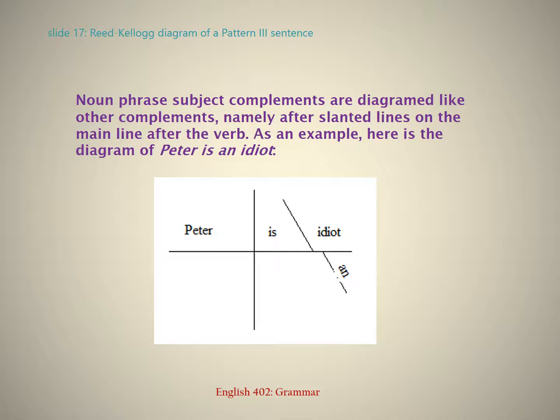Noun phrase subject complements are diagrammed like other complements, namely after slanted lines on the main line after the verb. As an example, here is the diagram of Peter is an idiot.